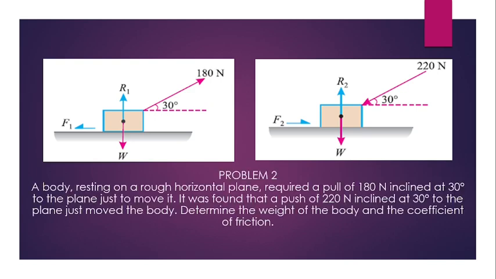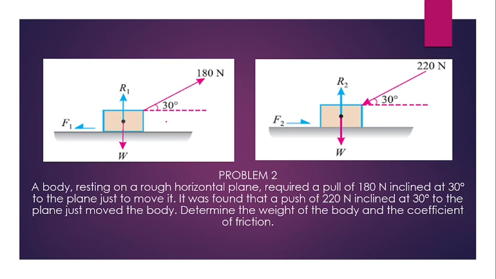Here is the problem. A body resting on a rough horizontal plane required a pull of 180 Newton inclined at 30 degrees to the plane just to move it. It was found that a push of 220 Newton inclined at 30 degrees to the plane just moved the body. Determine the weight of the body and the coefficient of friction.